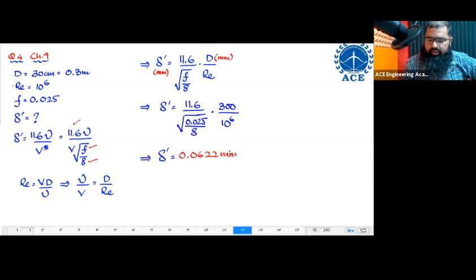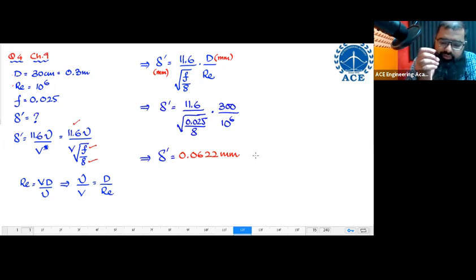0.0622 mm. So it's quite easy. Now I'll tell you what is the significance of this question. Why am I considering this question? I want you to observe something.